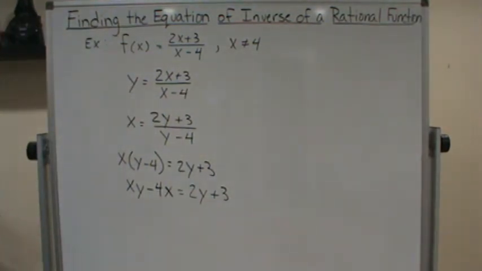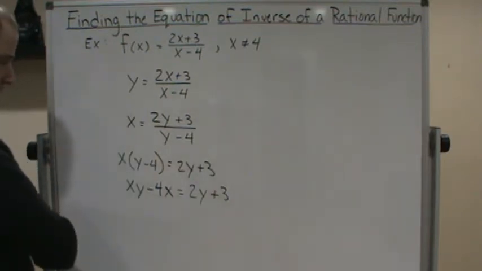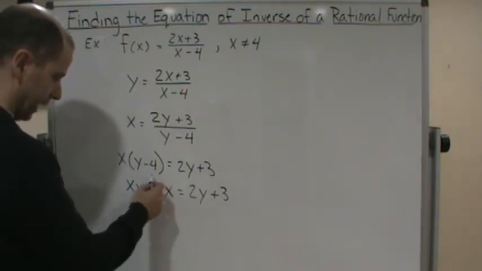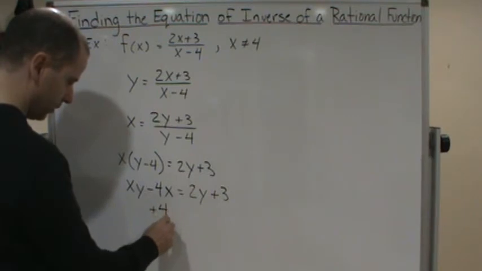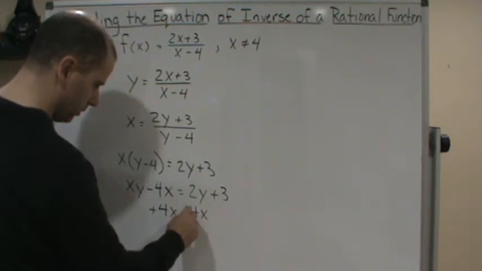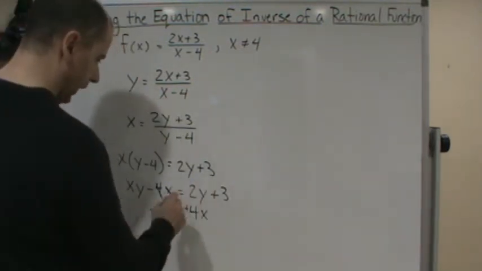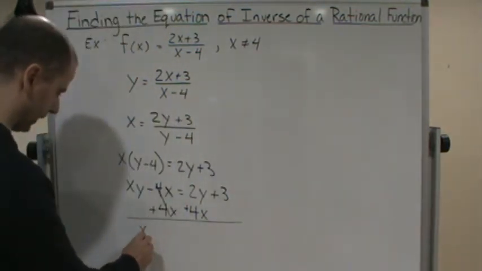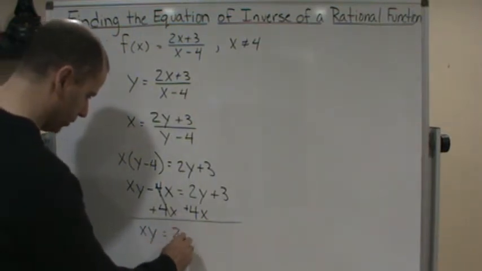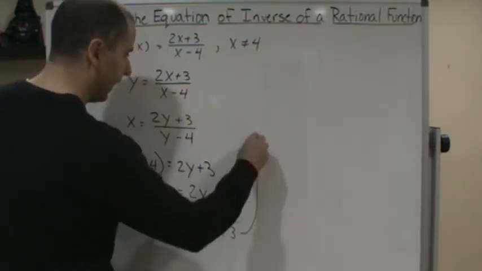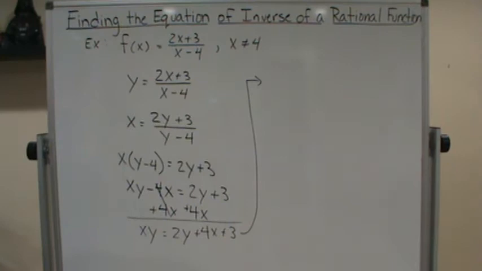So now I've got to get all the y's on one side and everything else on the other side. So why don't I just do this? I'm just going to add 4x to move the 4x over here. Right, so that's going to go away. And so let's rewrite this. So that's going to be xy equals 2y plus 4x plus 3. And again, I'm doing this in probably more steps than necessary, but I want to make sure you guys see exactly how I'm doing this.